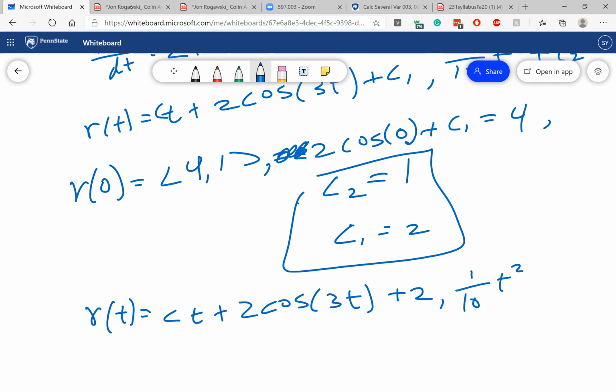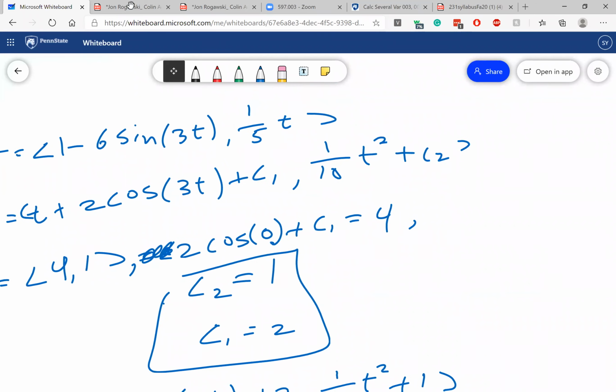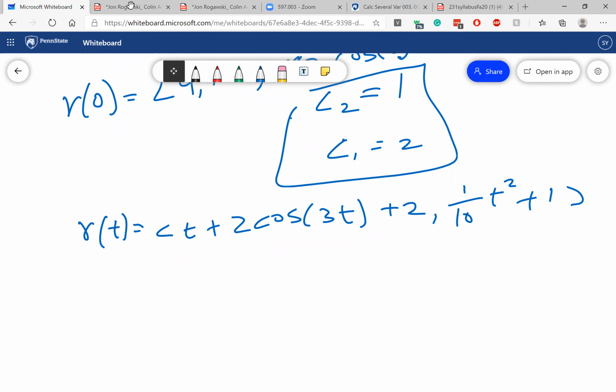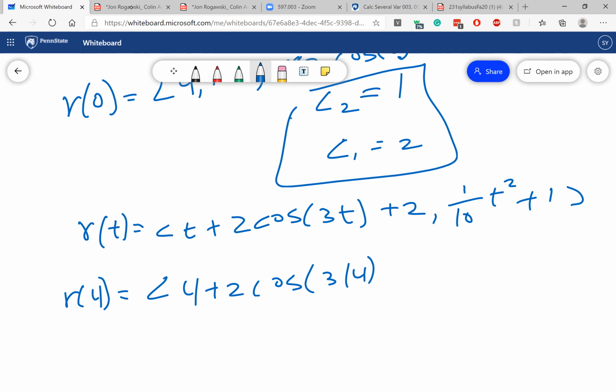1 over 10 t squared plus 1, since C2 is 1. Now they want to know what r of 4 is. So the particle at time 4 is going to be at 4 plus 2 cosine of 3 times 4 plus 2, comma, 1/10 times 4 squared plus 1.